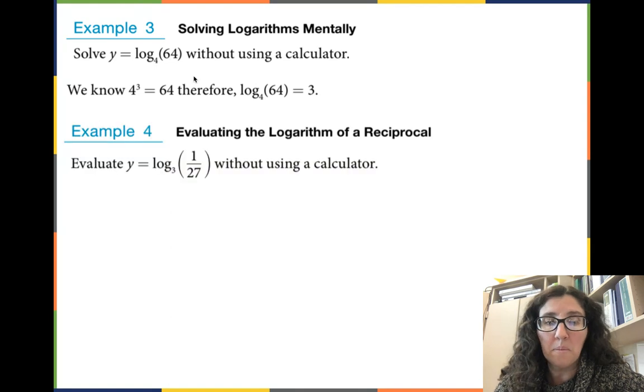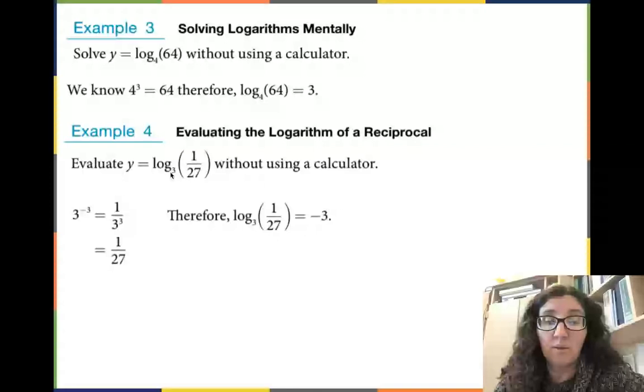How about this one? 3 to what power equals 1 over 27? Well, 3 cubed is 27. It's in the denominator, so it should be negative 3. 3 to the negative 3 is 1 over 27. So the answer is negative 3. 3 to the negative 3 equals 1 over 27. So log base 3 of 1 over 27 equals negative 3.